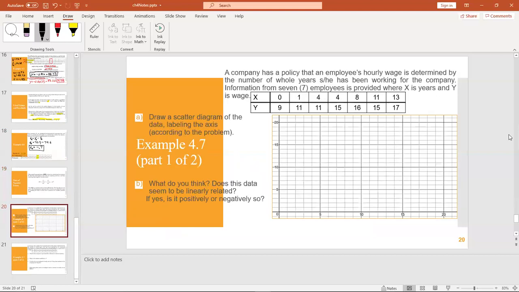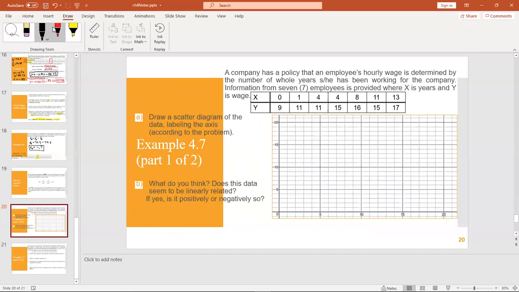So here we have a company, and an employee's hourly wage is determined by the number of years that person has been working for the company. We have info for 7 employees. X is the years and Y is the wage. So the first thing they want us to do is draw a scatter plot. And then they say, what do you think? Does this seem linearly related? And if so, is it positive or negative?